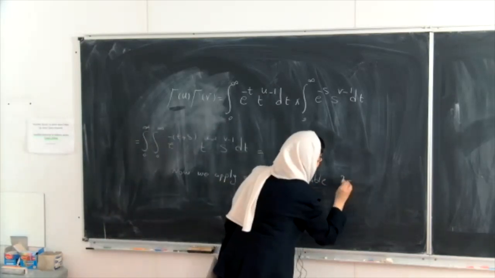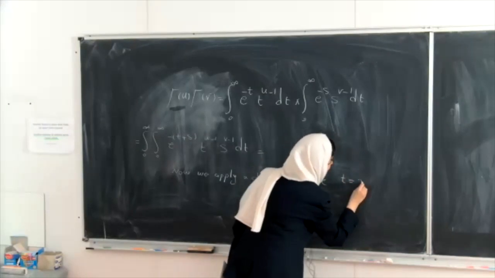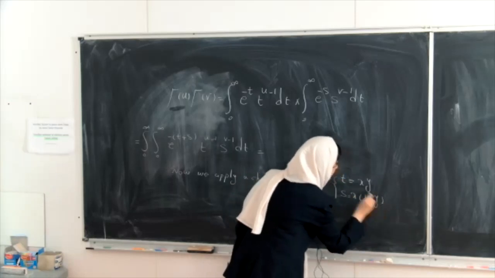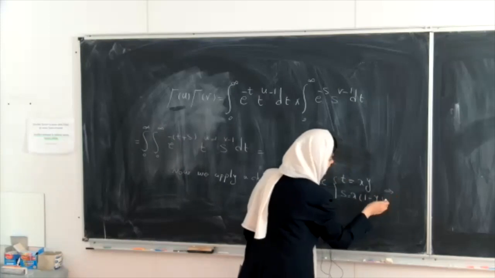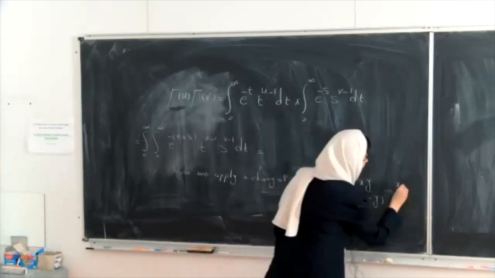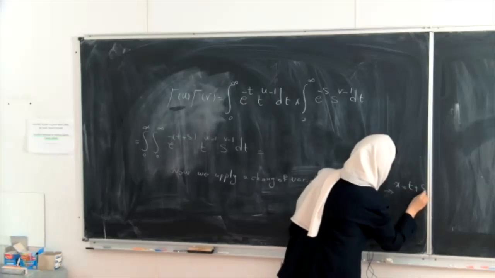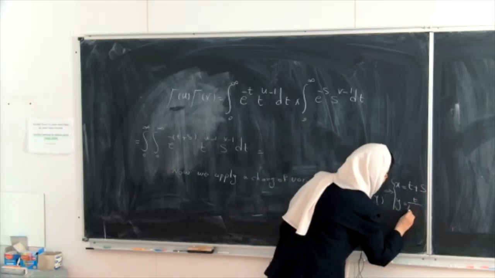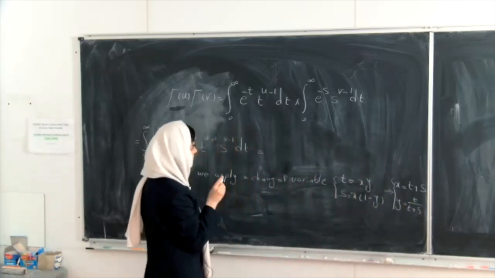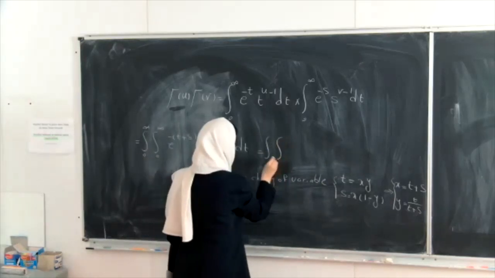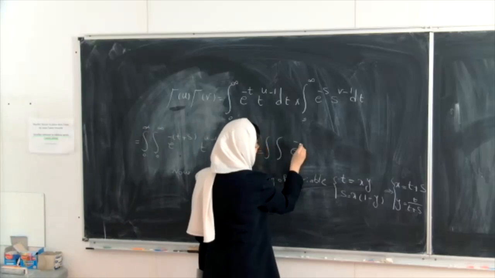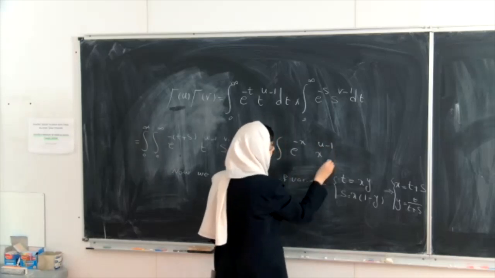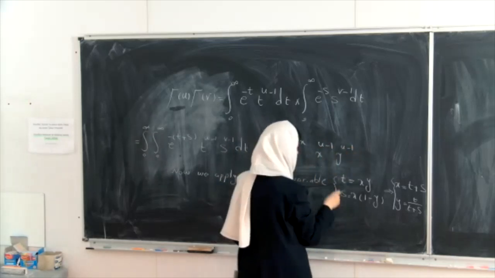t equals xy, s equals x times 1 minus y. So by a simple calculation, x equals t plus s and y equals t divided by t plus s. So we can write this integral as e to the minus x times t, x to the u minus 1, y to the u minus 1, and so on.